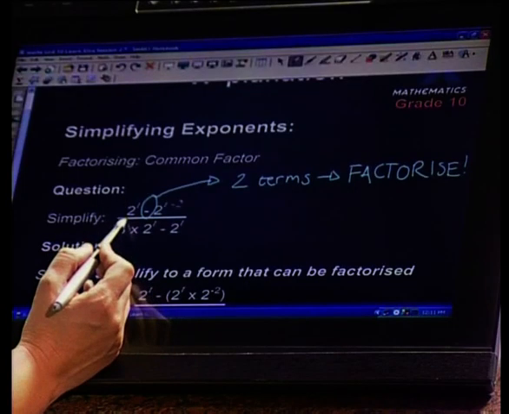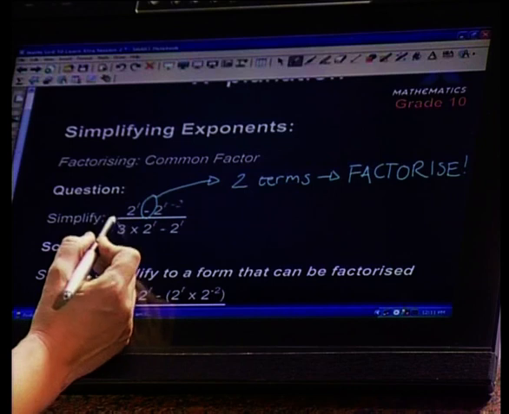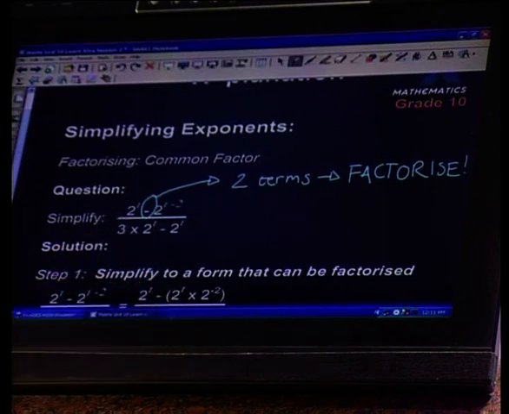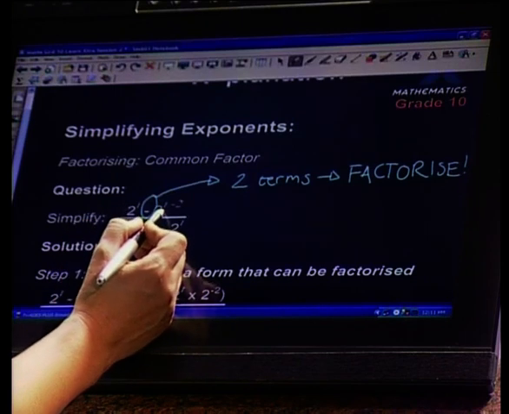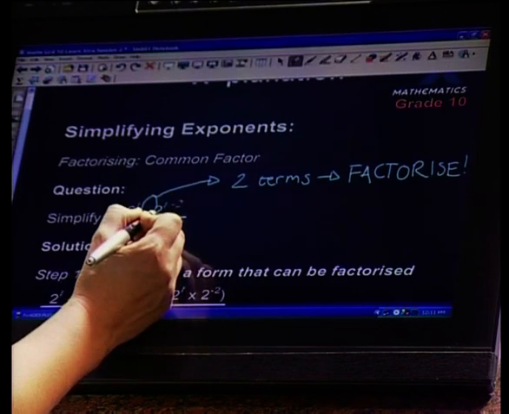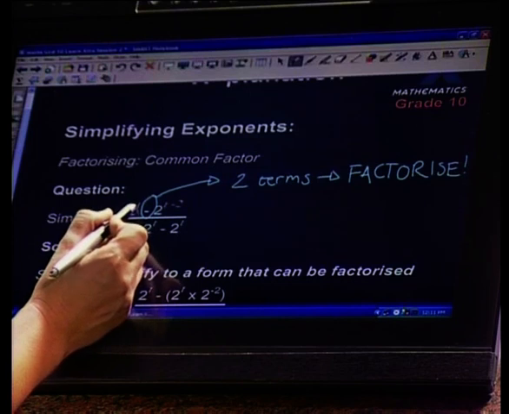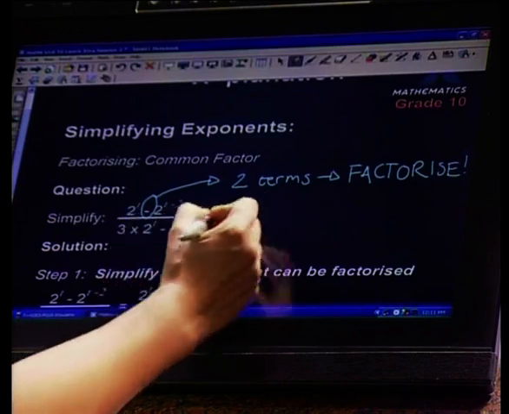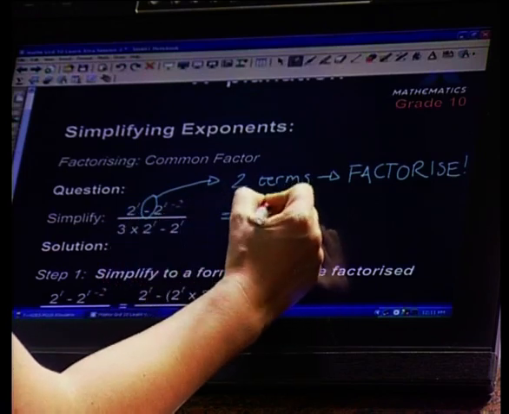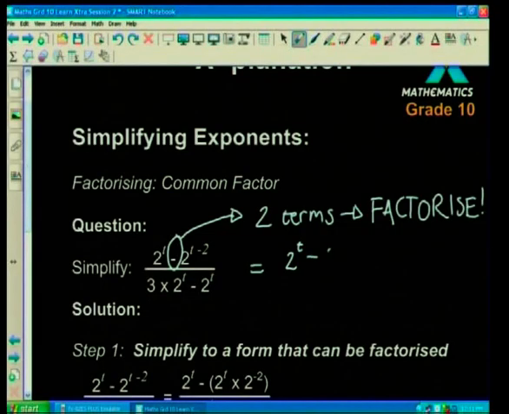It takes a little bit of practice to get to know how to factorize, because you can do a difference of two squares, you can even do a sum and difference of two cubes, and this is taking out a common factor. How do I know that? Because I've got 2 to the power of t over here, and 2 to the power of t over there. So I know that if I change it to become 2 to the power of t minus 2 to the power of t times 2 to the power of negative 2, it's far easier to see my common factors.